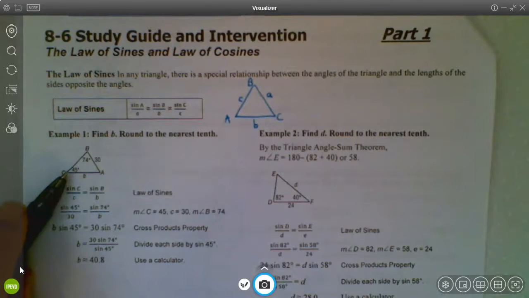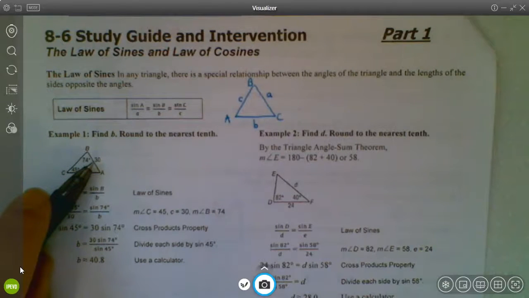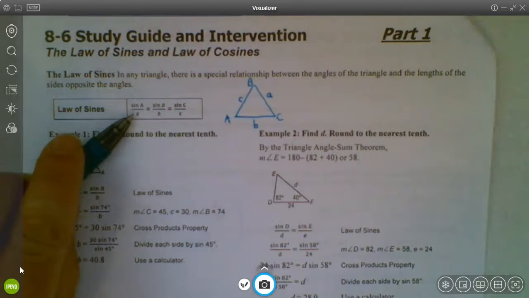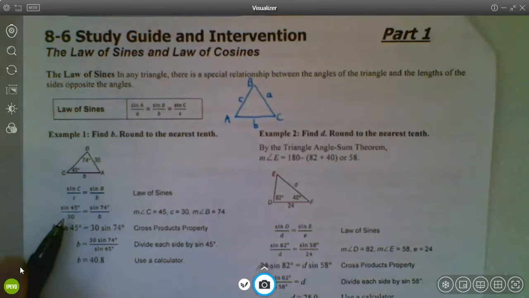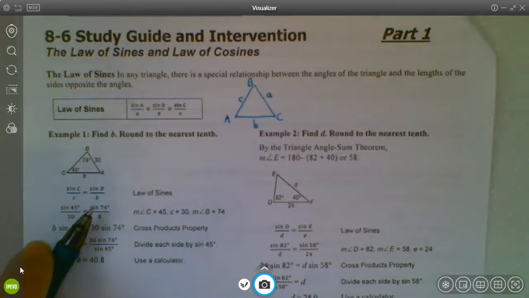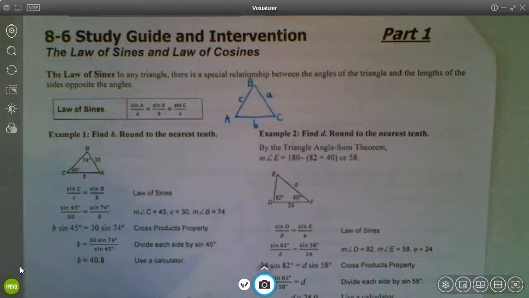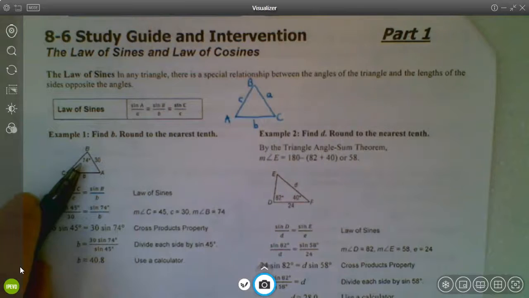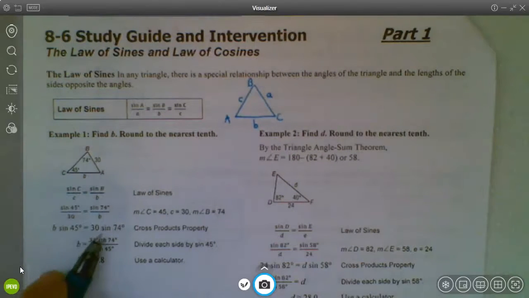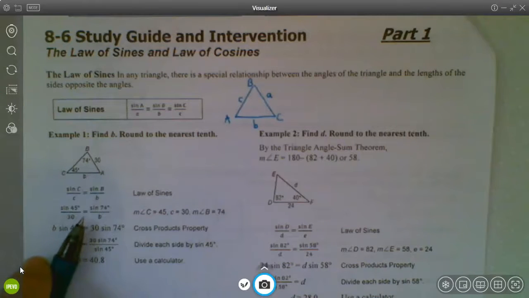So I can say sine 45 over 30. I am completing one of those ratios. Here's the first part: sine 45 over 30. On the other side of my proportion, I should know one of those two things. The other one is going to be my unknown that I have to figure out. When I look at this 74 degrees, I can say the sine of 74 degrees over b. This is our unknown. When I look at this proportion, you can see that I know three of the four pieces. The one piece that I don't know is this one, and that's the one that we're going to solve for.